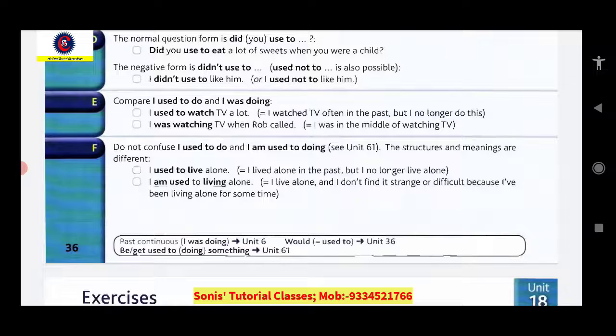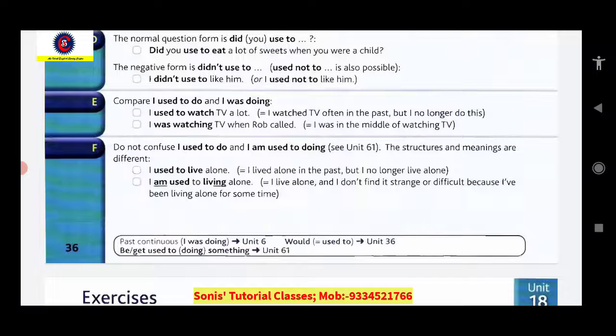So, "I used to do" and "I was doing." I used to watch TV a lot and I was watching TV when Rob called. When I say "I used to watch TV a lot," I'm talking about a repeated action, habit or nature or something like that. But when I say "I was watching," I'm talking about an action that continued at a particular moment in the past. Okay?